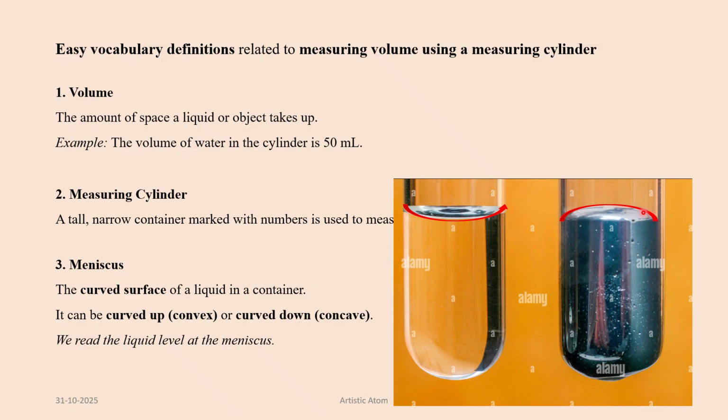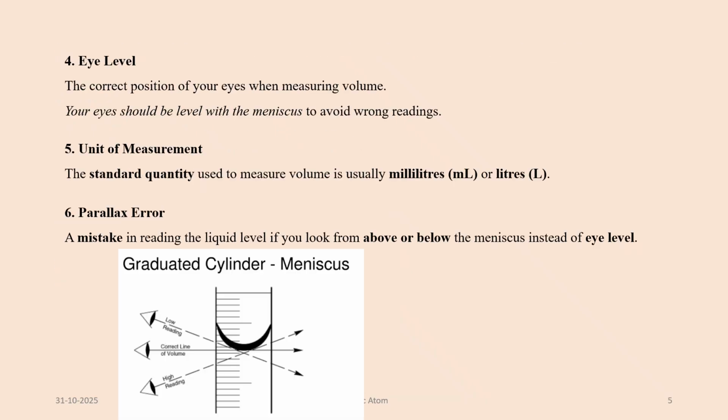What's the reason behind it? In the case of colored or opaque liquids, the downward curved part is not visible, as you can see in this image. Hence, in order to get an accurate measurement of the volume, we consider the upper curve of that particular meniscus. Hope you have understood the difference between them.